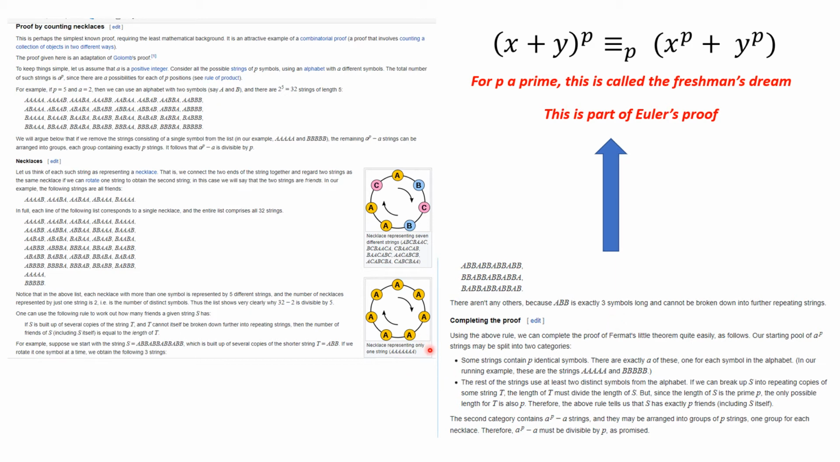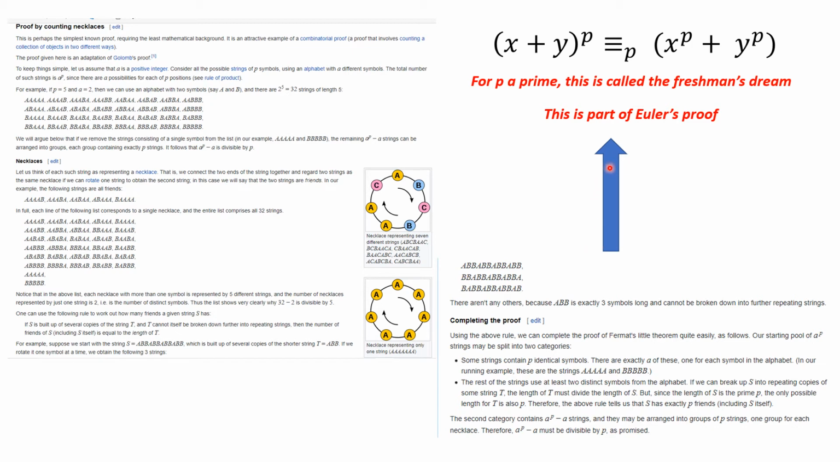So to complete the proof, what we see is that some strings contain P identical symbols. There are exactly A of those, and the rest of the strings use at least 2 distinct symbols. And so the second category of set contains A to the P minus A strings, and they may be arranged into groups of P strings, one group for each necklace. Therefore, A to the P minus A must be divisible by P, as promised. And that is equivalent to Fermat's little theorem.